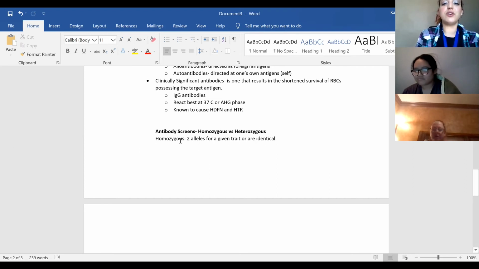Okay. Take out the "or." 2 alleles for a given trait are identical, not "or." Okay, are identical. Okay, heterozygous. Yep, you'll get there. 2 alleles for a given trait that are different.